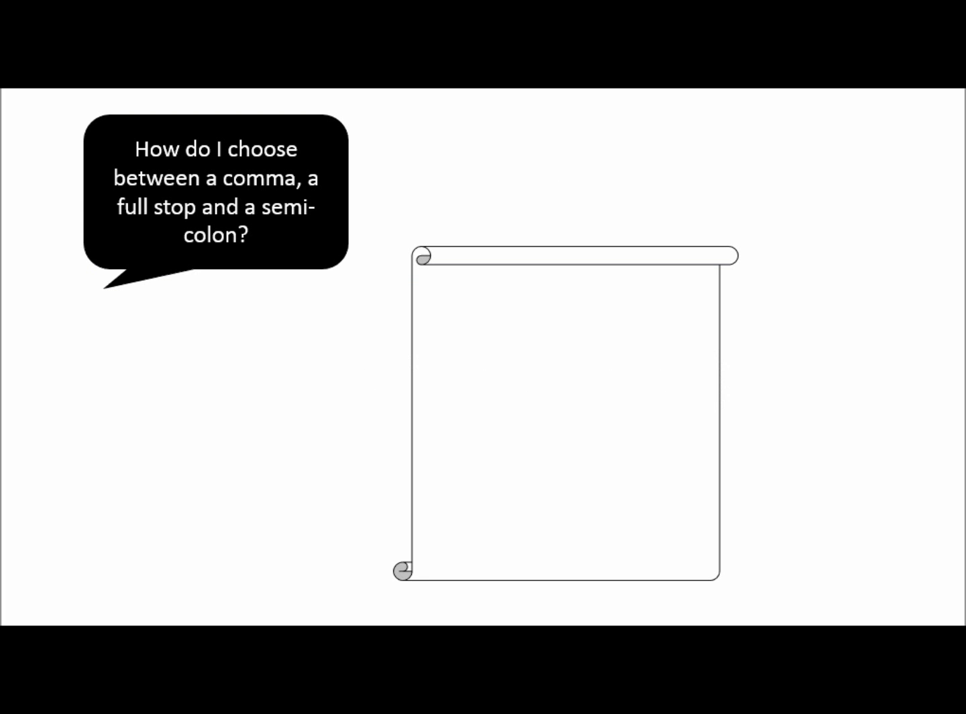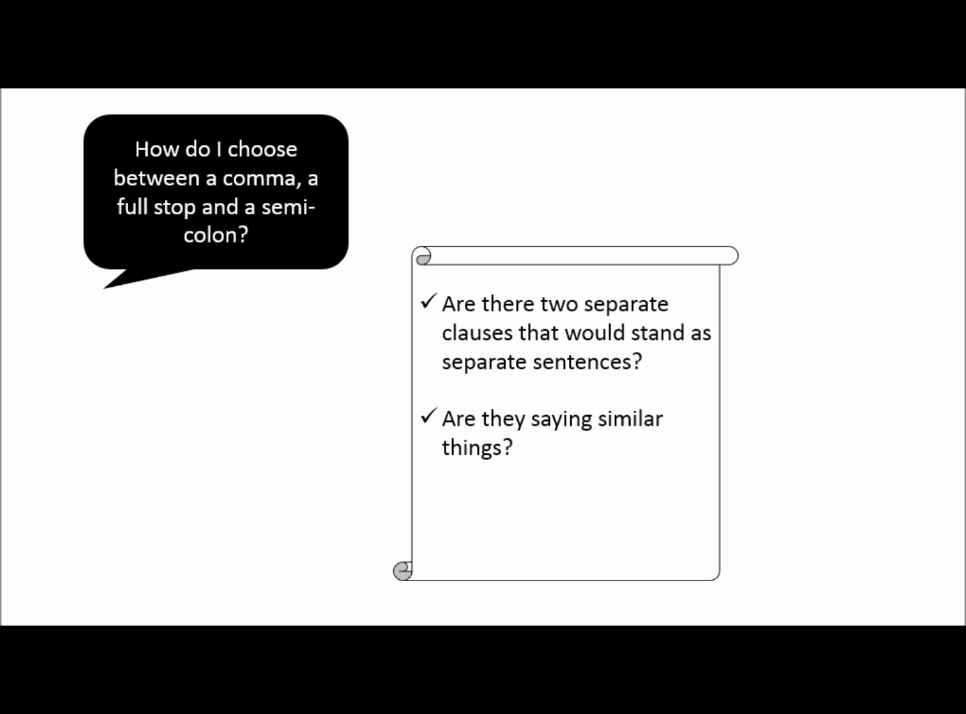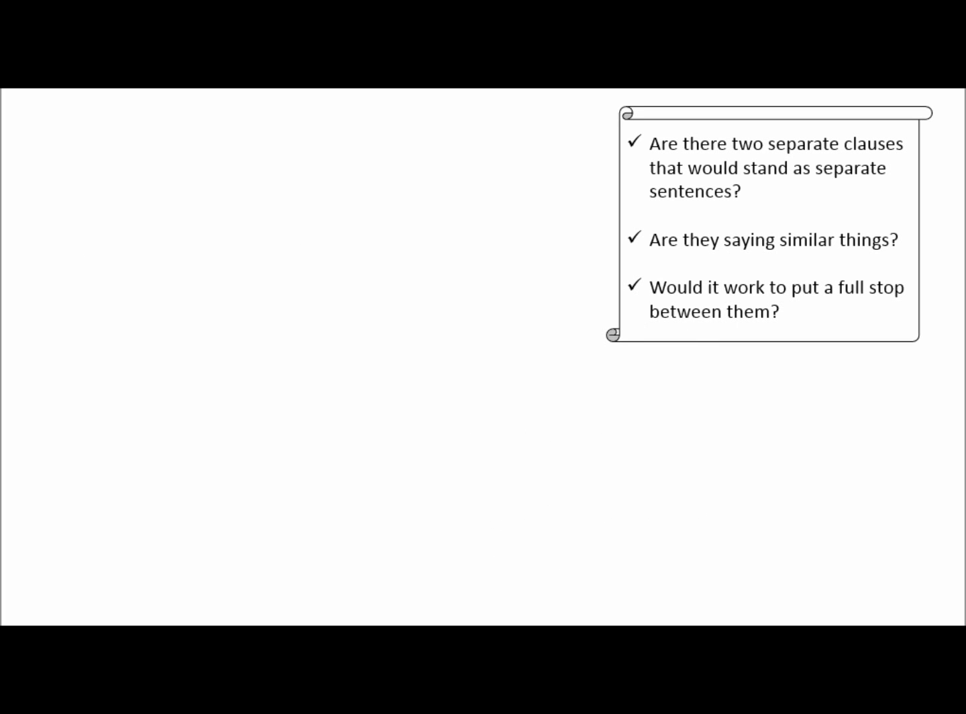So how do I then choose between using a comma, a full stop, and a semicolon? Well, here are a few things that I can be asking myself when I'm looking at the words in front of me. Are there two separate clauses that would stand as separate sentences? Are they saying similar things? Would it work to put a full stop between them? Let's try putting those questions to the test.